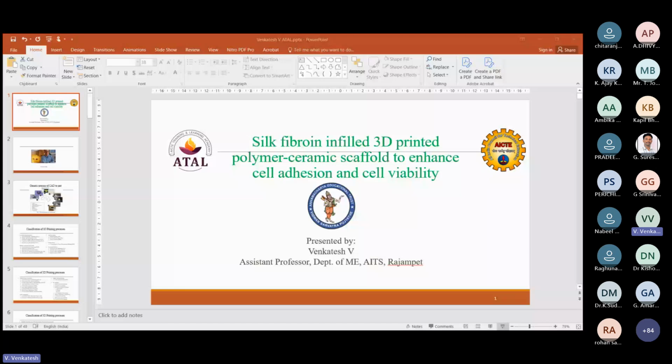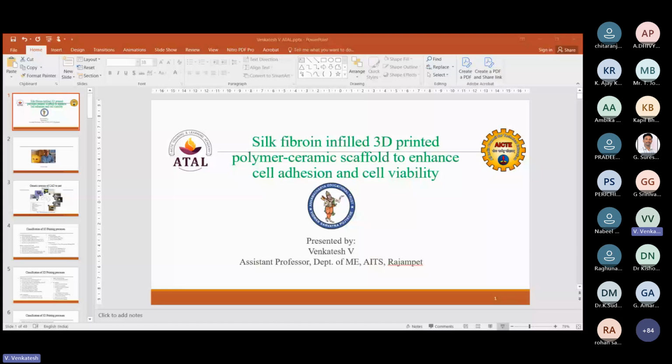In this session, I will be discussing the major steps that I took in publishing one paper, which is titled Silk Fibroin Infilled 3D Printed Polymer Composite Scaffold to Enhance Cell Adhesion and Cell Viability. Before I start my talk, I would like to thank Charles Hall, who is the father of additive manufacturing technology. Earlier it was called 3D printing or rapid prototyping. Many of the participants are very new to this environment.